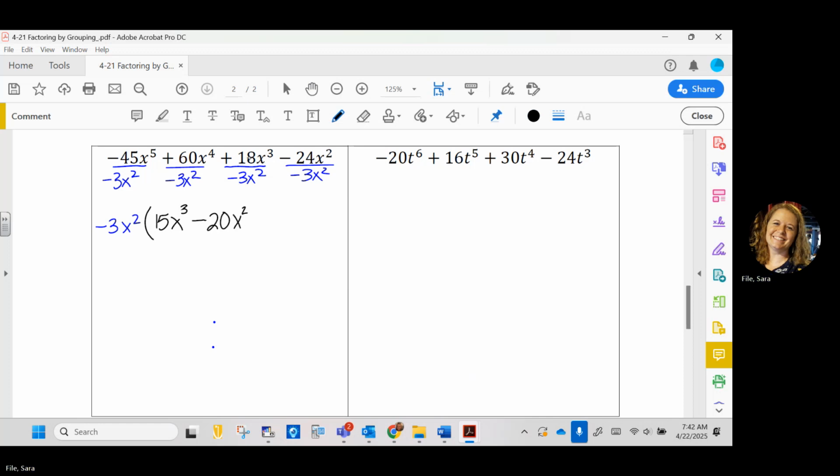squared. This sign will change to negative 6x. And this sign will change to positive, and that will be 8. And the x is reduced completely. Y'all agree? So now we'll create our groups.